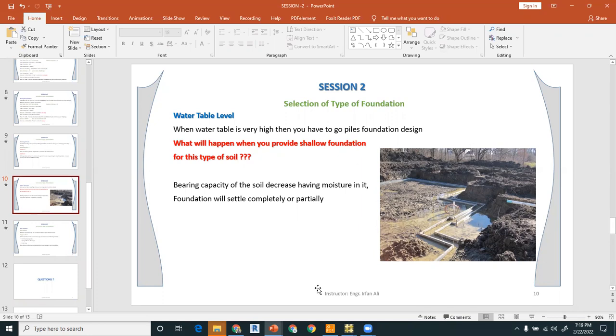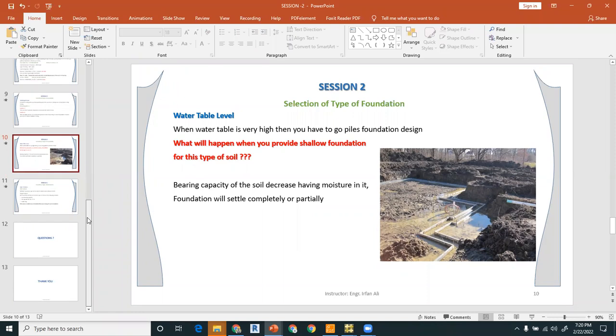And the question is how will you know the water table level? You will get to know from the geotechnical report. You will see in detail where the water table level is, right? Then you have to decide your type of foundation. Maybe you have to go for the raft, or you have to work with the piles foundation, right?